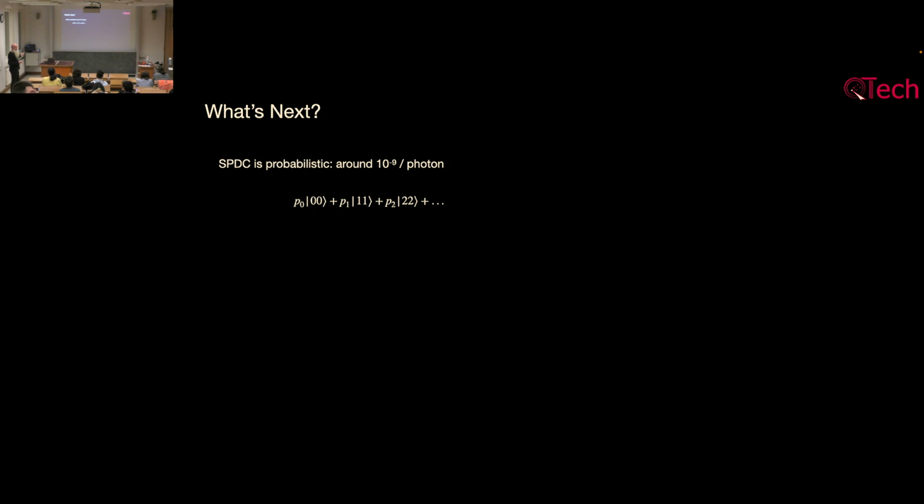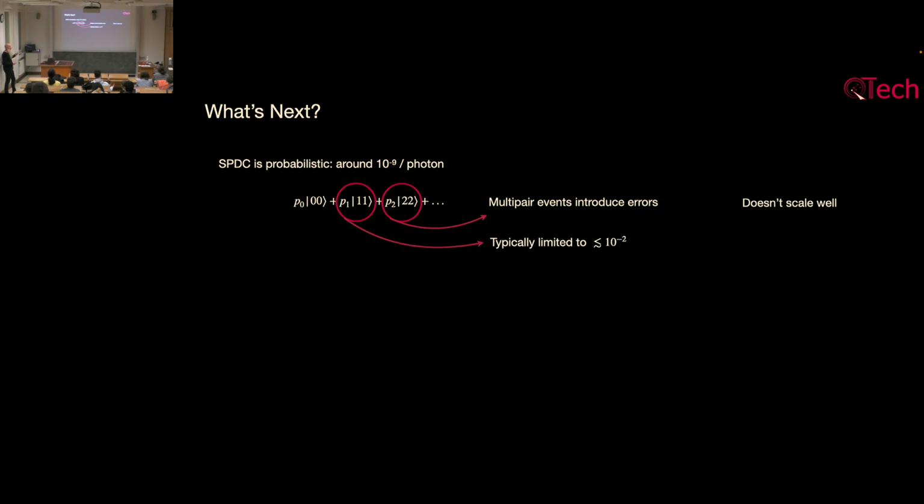As I said and complained about endlessly probably, SPDC is a probabilistic process, a probabilistic source. You need around 10 to the 9 pump photons to get a pair out. But the problem is it's not just a pair. We have multi-photon events, so sometimes we're getting 2 photons, 2 pairs. As I said, this is quite small, and we can't just keep increasing the pump power because if this goes up, this goes up. So we just get more multi-pairs and more errors. So it doesn't scale well.